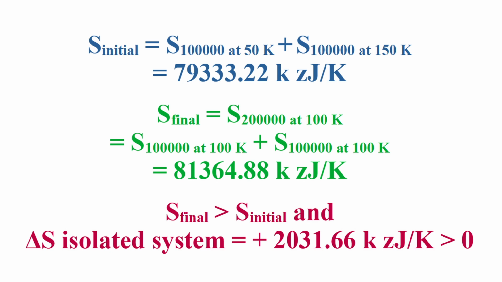We then calculate S initial and S final by adding the individual S's together. It is again seen that delta S total or delta S isolated system is positive, namely greater than 0 for this spontaneous process. When we repeat these calculations for temperatures near 100 Kelvin on either side, it is again seen that W at 100 Kelvin is the maximum value and hence the corresponding S is the maximum, making it the equilibrium temperature.